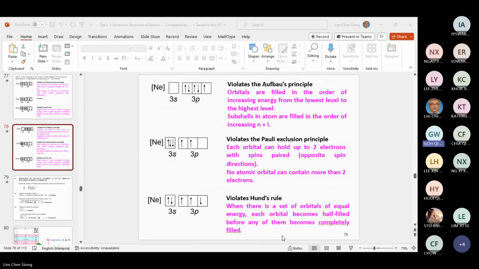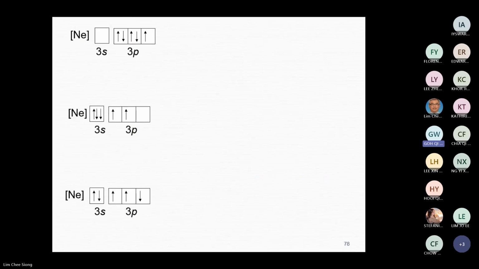Teacher, before the lecture class, you showed us how to write the group. So when we write the group, can we write like 13, or do we need to write 3A, 3B like this? This one you can actually refer to the periodic table and write any number on the top there. Both are acceptable.